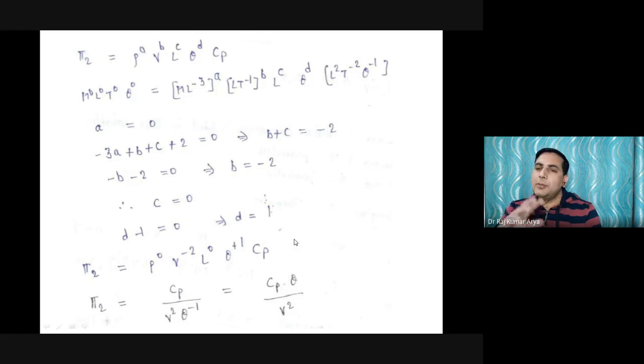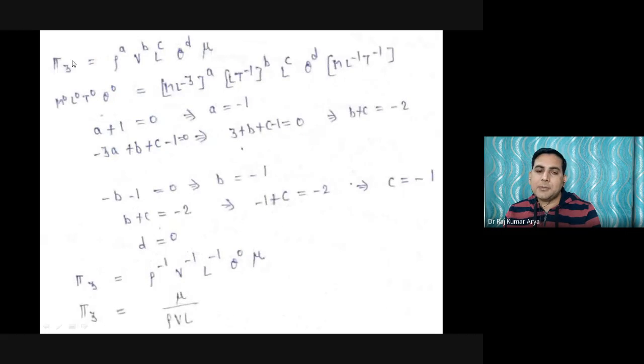Now I have one more parameter left, which is viscosity, correct or not? So I will put the third pi group here for viscosity. I have all my repeating variables. Now I am multiplying by viscosity. Viscosity is M L minus 1 T minus 1.